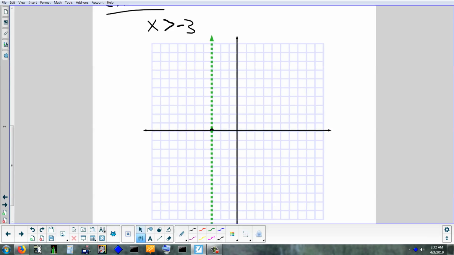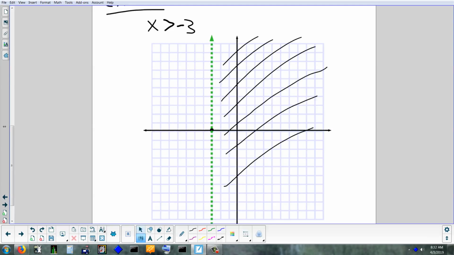Normally we look at above and below. There is no above and below here. Above really means to the right. So we're going to shade everything to the right. And again, if you just go like that, that's good. Everything to the right of that line. Okay. Question on that?